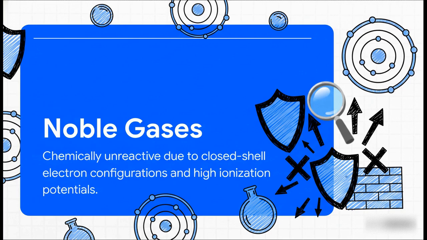Their secret? A perfectly filled outer shell of electrons, what we call a closed shell configuration. They're electronically happy. They don't need to gain electrons. They don't want to lose electrons. I mean, trying to rip an electron away from them takes a massive amount of energy. That's a super high ionization potential. So for the most part, they just don't react.